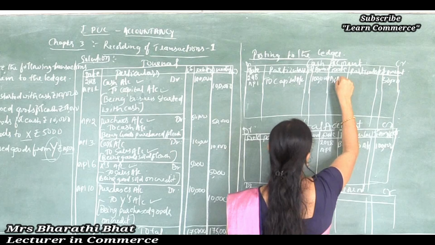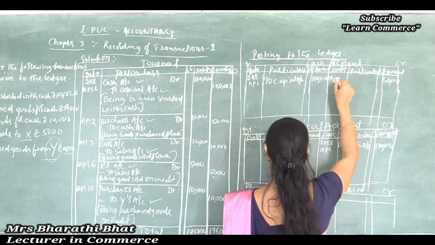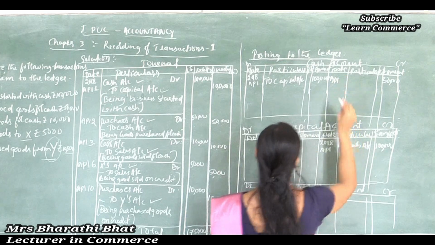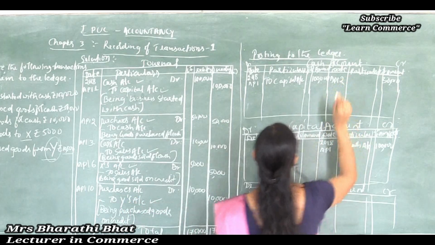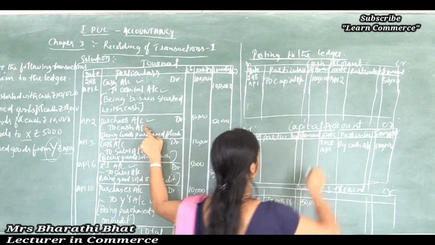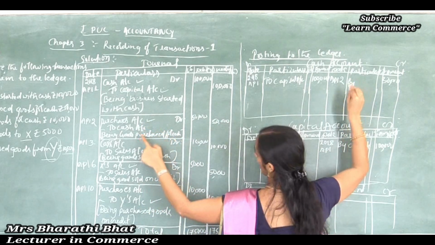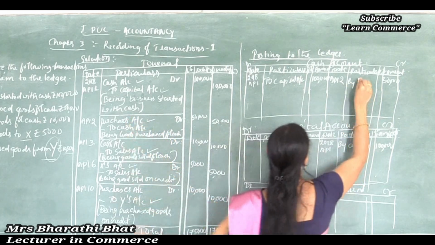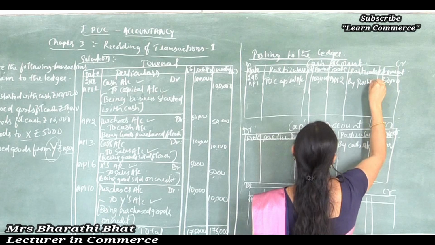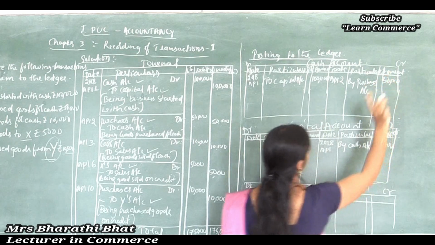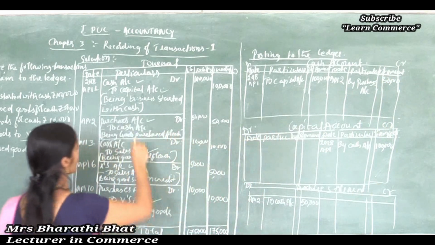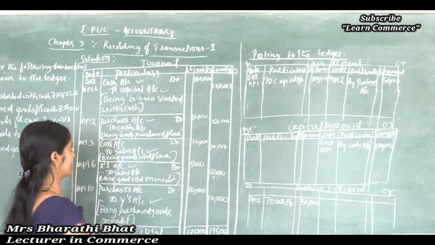Mention the date April 2nd. As by purchases, cash account is credited by purchases account, 50,000. Now this one is also completed.